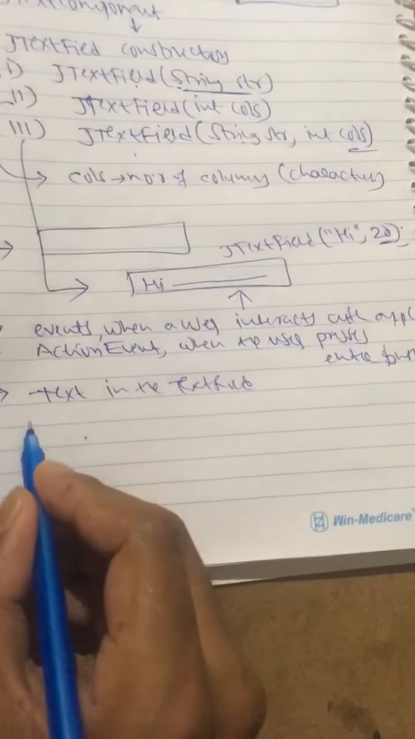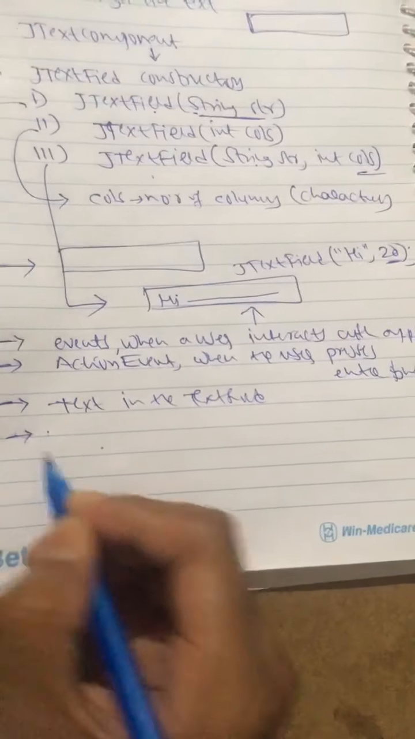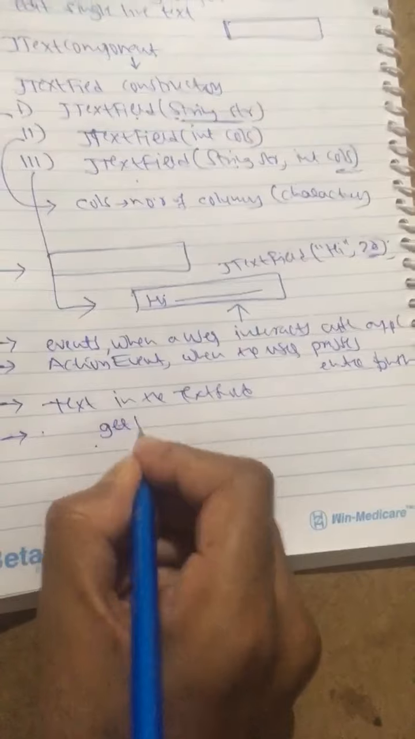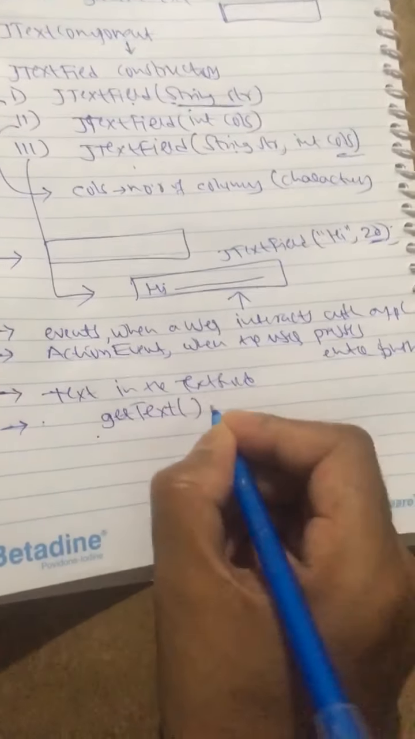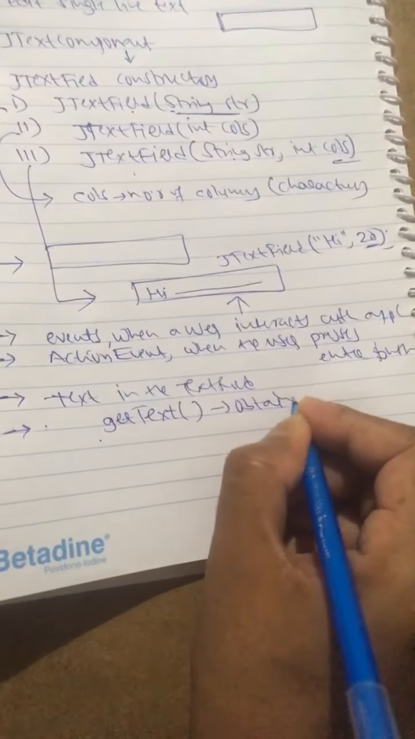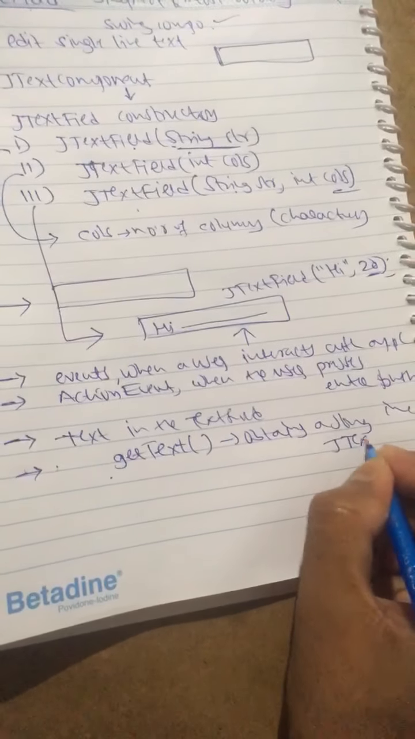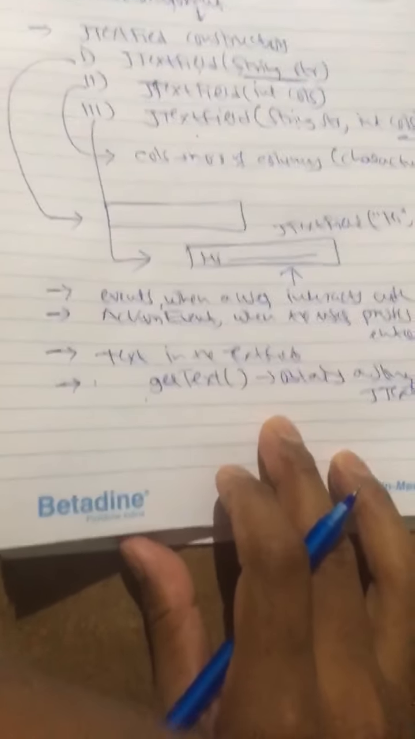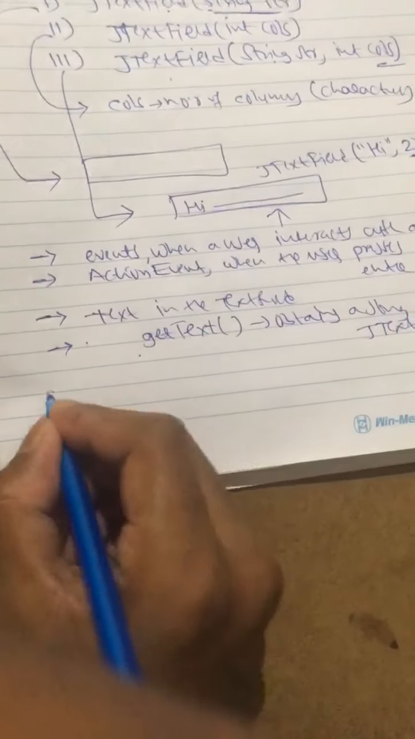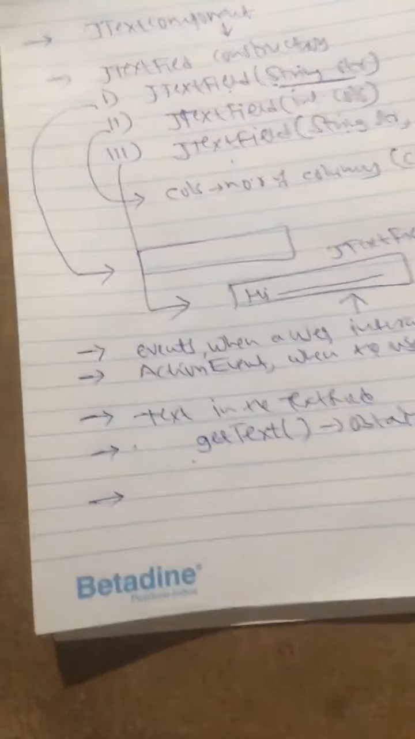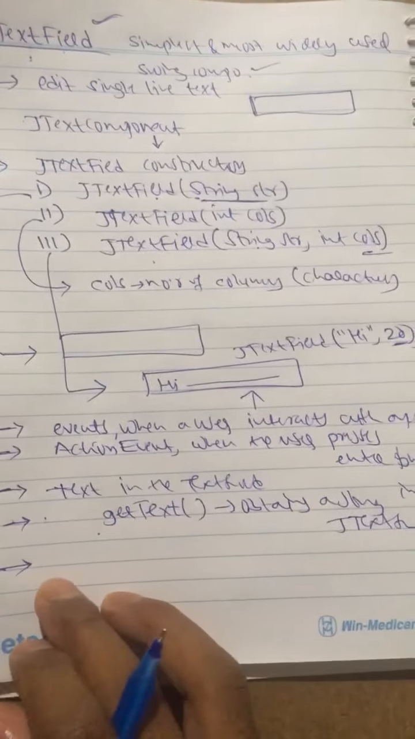To obtain the string in the JTextField, we use the getText method. The getText method obtains the string in the JTextField. The following program uses JTextField and JFrame. So we will take a program.